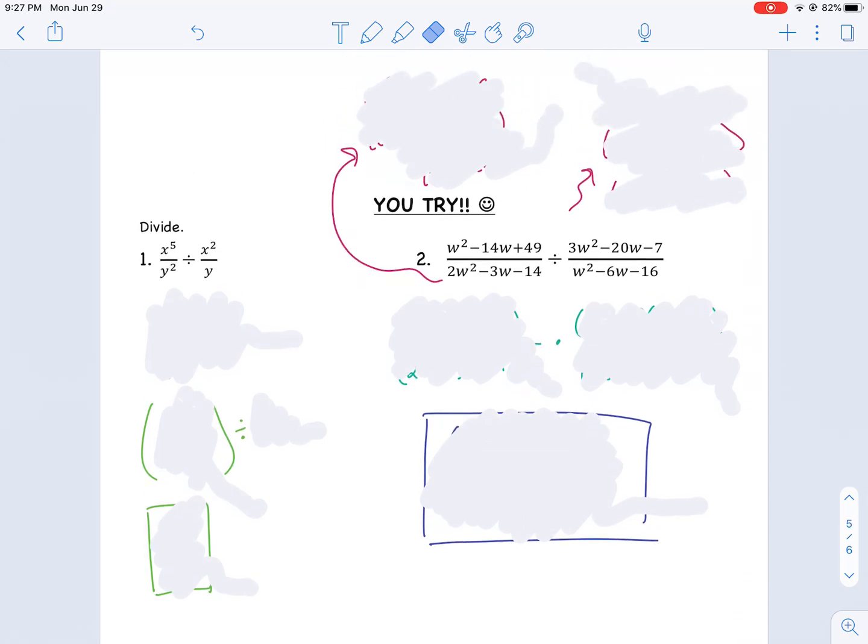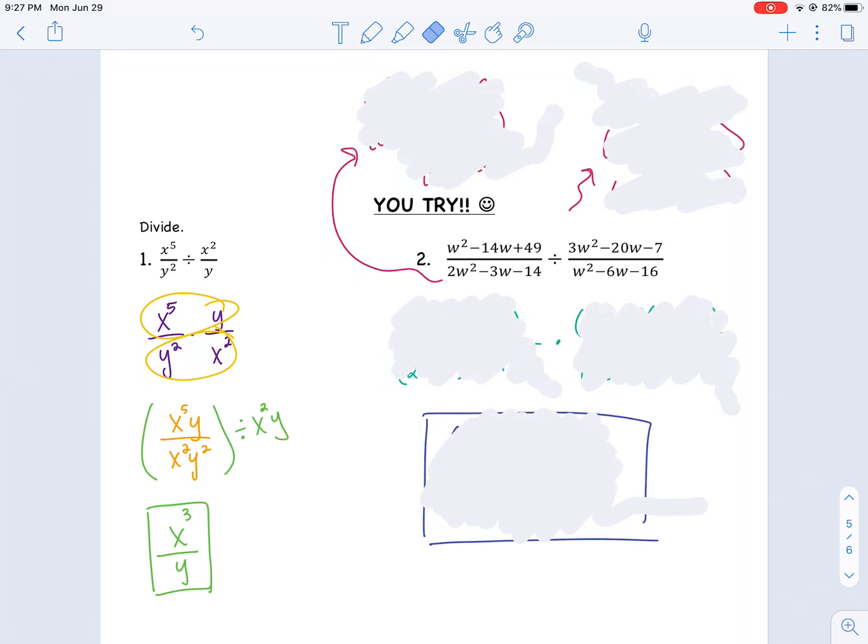All right, on number 1, I kept the first fraction. I multiplied by the reciprocal. I put numerators with numerators and denominators with denominators. I ended up here with an x to the 5th y over x squared y to the 2nd. And then I reduced by a GCF of an x squared y. I can take an x squared y out of the numerator and an x squared y out of the denominator. That left me with an x cubed in the numerator and a single y in my denominator. I hope that you got the same thing I did.